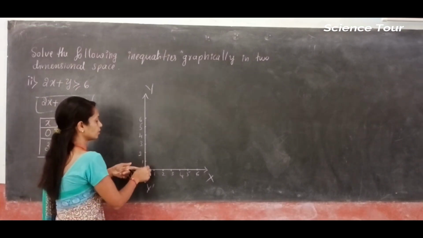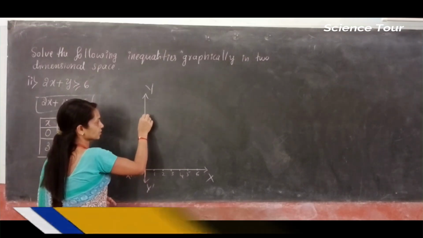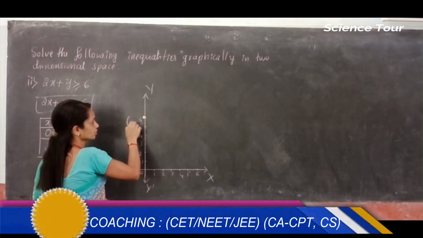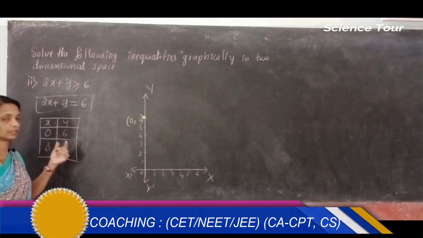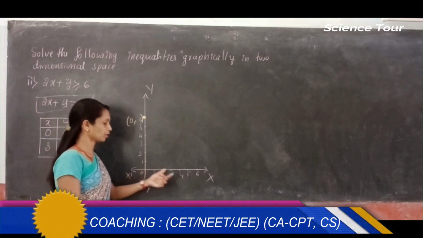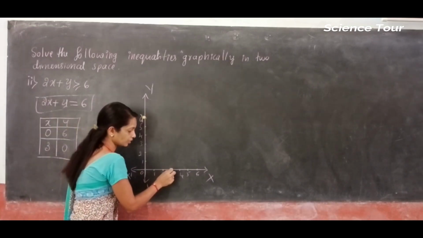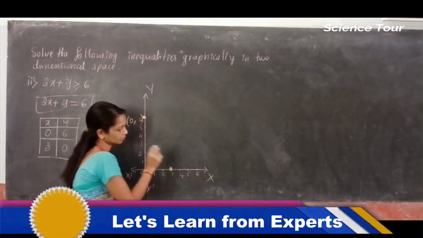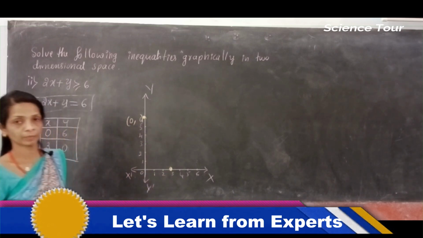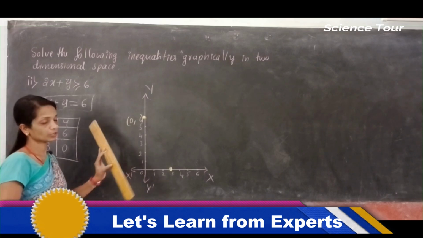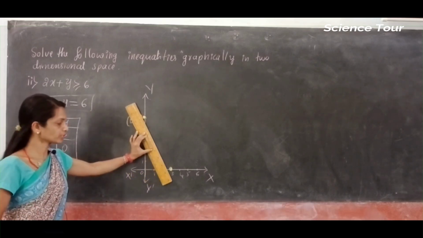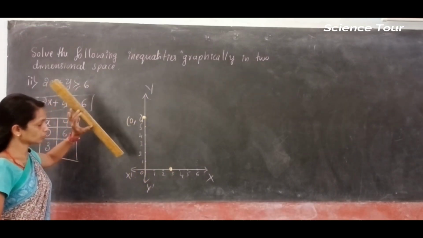Okay, after that, before joining you have to mark the points. That points are 0, 6, which is on the y axis, highlight that point like this, and 3, 0 point that is on the x axis, here it is, highlight that point. Okay, these are the 2 points we obtained from the table.